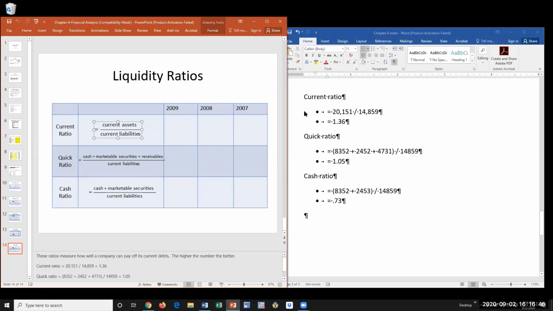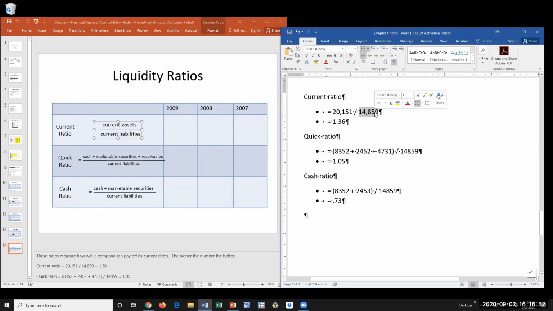And for us, if we go ahead and calculate that, current assets divided by current liabilities, both of those come right from the balance sheet. We get 1.36. So it looks like they have enough. And for the purposes of a bank, the higher the number, the safer the company is, because then they'll have more money to pay their debts and they're less likely to go bankrupt.